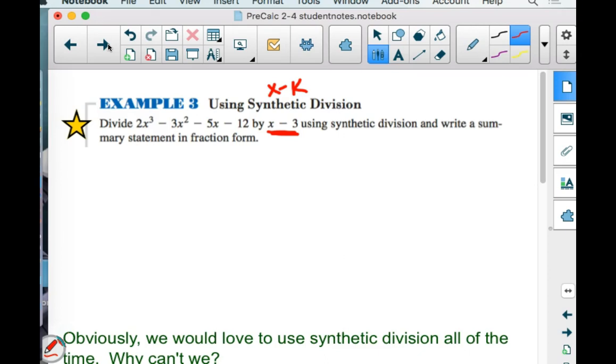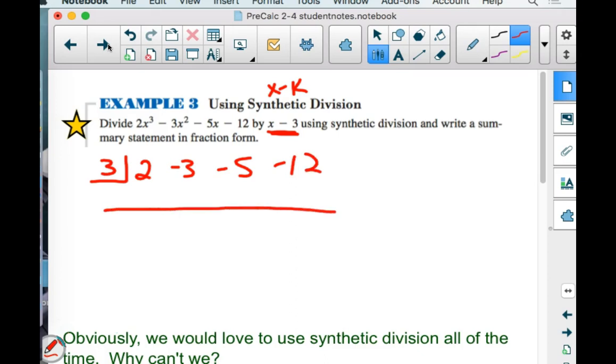Now for x minus 3, k would be 3. And we have our coefficients. We have to make sure they're in order. If anything's gone, we put a 0 in there. There's a 2x to the third, negative 3x squared, a negative 5x, and a negative 12. So those are ready to go.